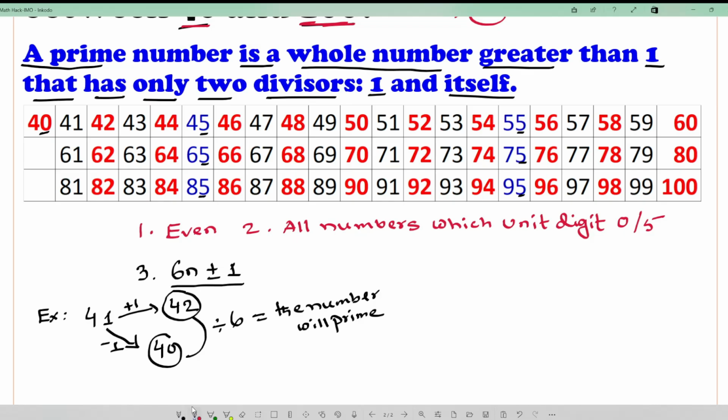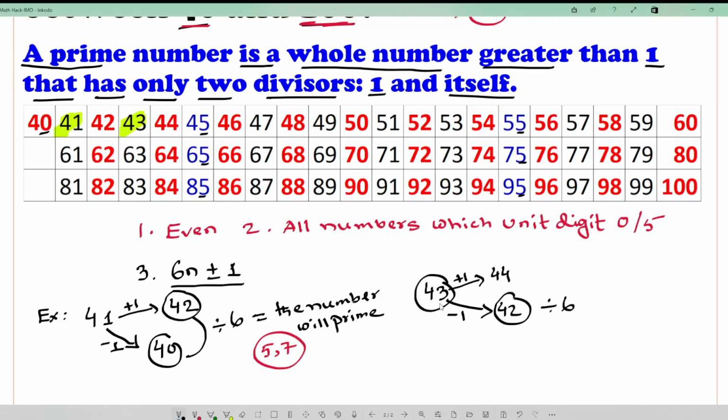We also check that if the result is divisible by 5 or 7, then the number will not be prime. So we already have one, which is 41. Now 43. 43 is also a prime number. How? Look, 43. If we add 1, it becomes 44, and if we subtract 1, it becomes 42. So 42 can be divided by 6. So this 43 is a prime number. It's a very interesting thing. You can check anyone.